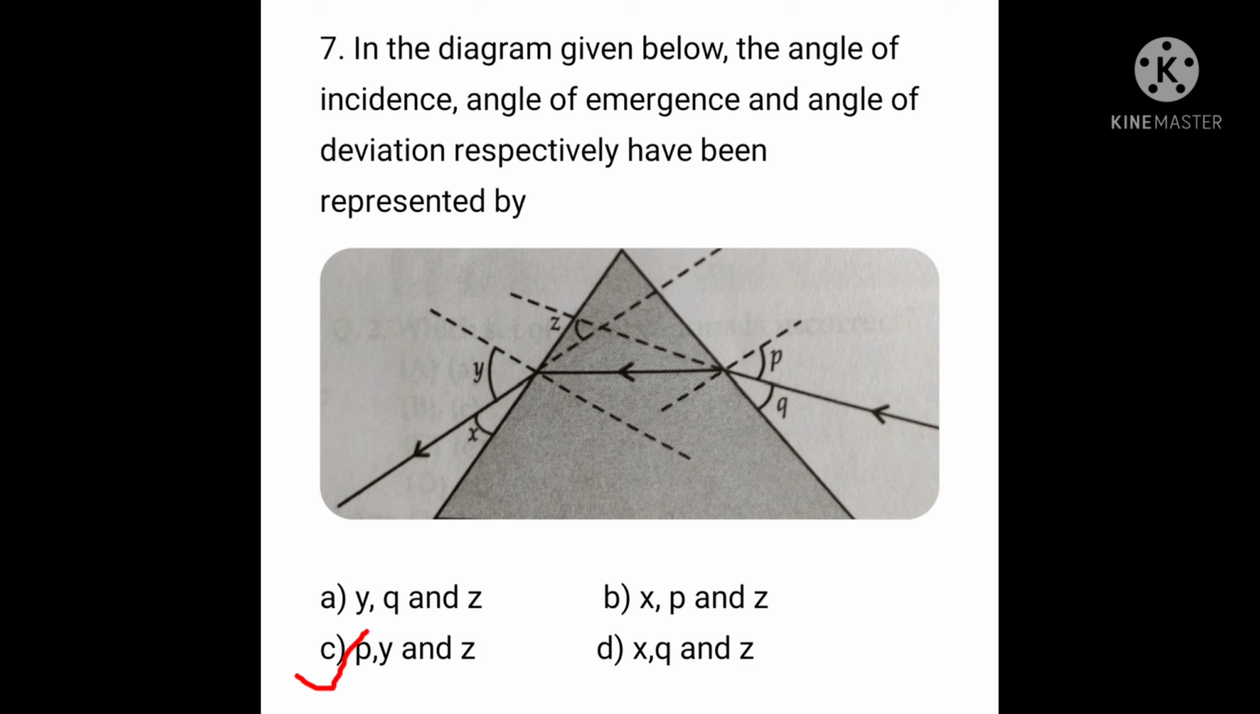Here, angle P is the angle of incidence as this angle is formed between the incident ray and the normal. Also, angle Y is the angle of emergence as it is formed between the emergent ray and the normal. And angle Z is the angle of deviation and it is formed between the emergent ray and the direction of the incident ray. Hence, the correct answer is option C, P, Y and Z.